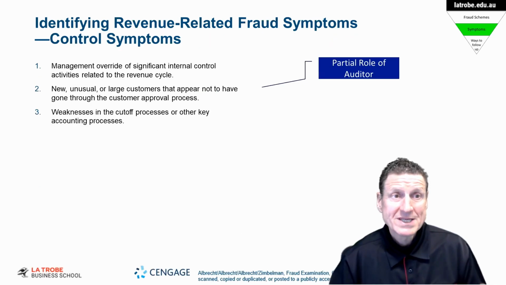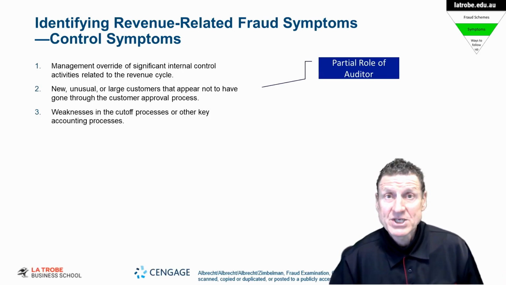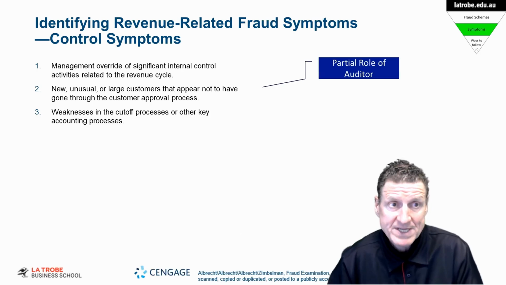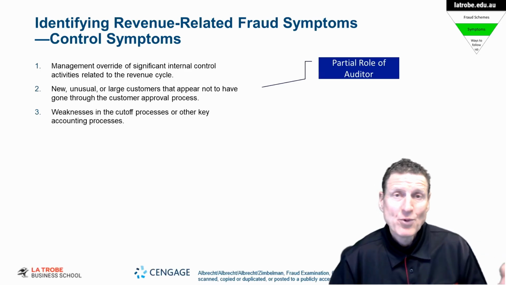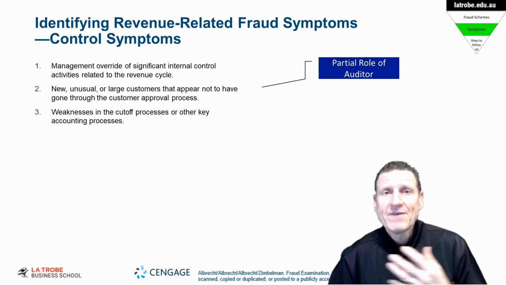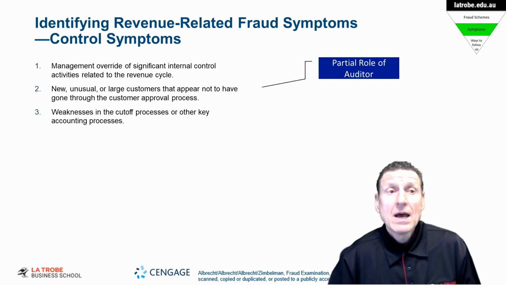We could look at control symptoms, and there's a partial role of the auditor in all of these areas. I don't want to spend too much time on the auditor because we're on fraud investigation here, but you may ask questions about the internal control activities related to the revenue cycle. You may talk to the internal controller. You may talk to the accountant. The weakness in the cutoff processes. You may ask for documents around the final days of the cutoff and the week after the cutoff, transactions around that time. How strong are the internal control systems around the cutoff dates?